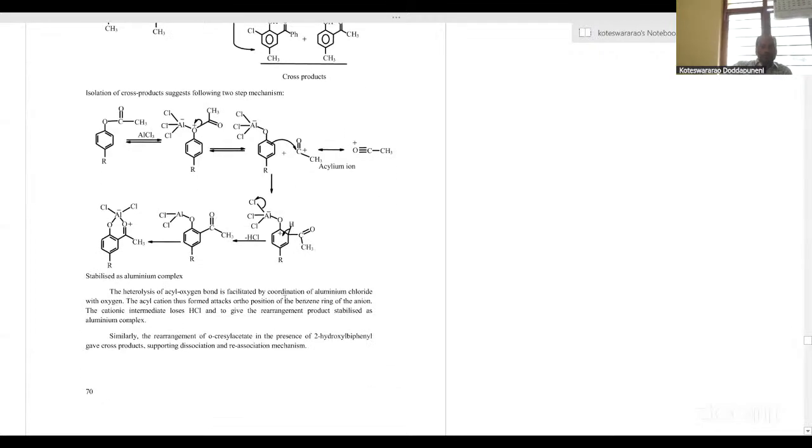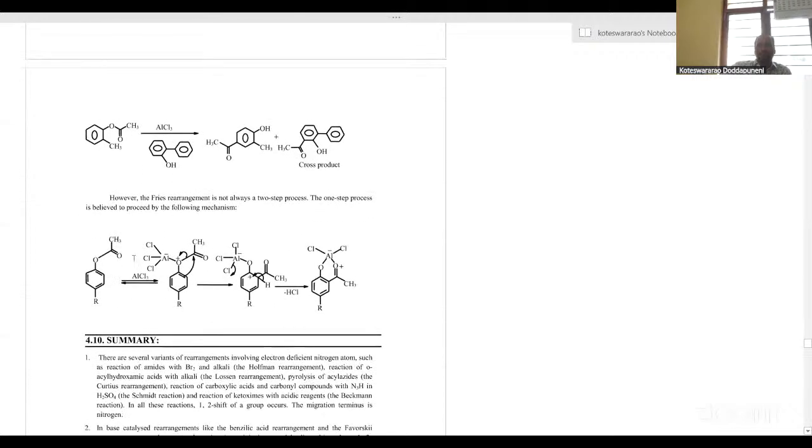Isolation of the cross product suggests the following two-step mechanism. What is that? The p-cresyl ester, which is treated with aluminum chloride, leads to the formation of an aluminum complex, which undergoes acylation at the ortho position, leading to the formation of a six-membered aluminum cyclic intermediate. This is responsible for the formation of the other substituted product.